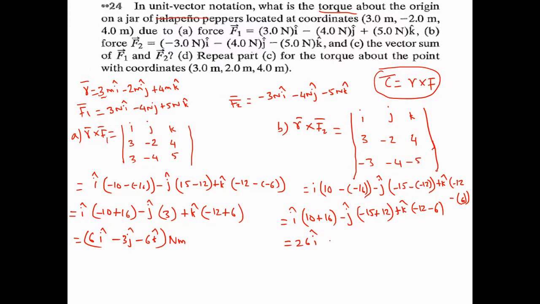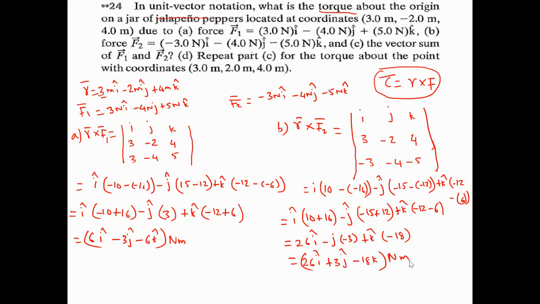Now just add 10 plus 16, 26 I cap. Minus j, minus 15 plus 12, minus 3. Minus 3 plus k, minus minus 16. Okay, now I can write 26 I cap, minus into minus plus 3j, minus 18k. What's the unit? Newton meter. Understand? Is it clear? Clear. Okay. This is the answer for the first two questions.